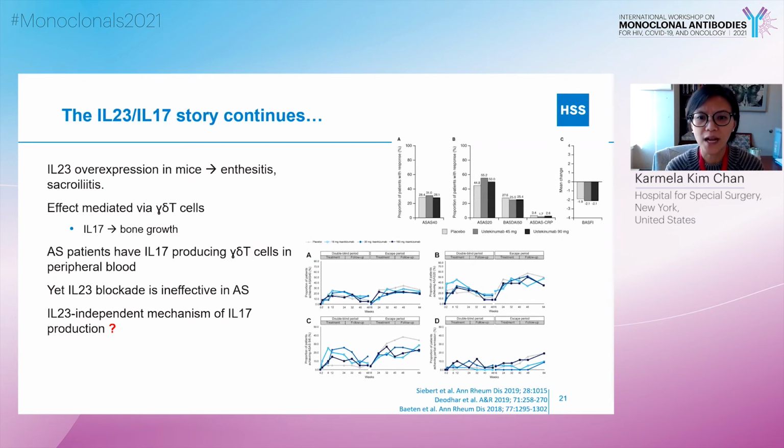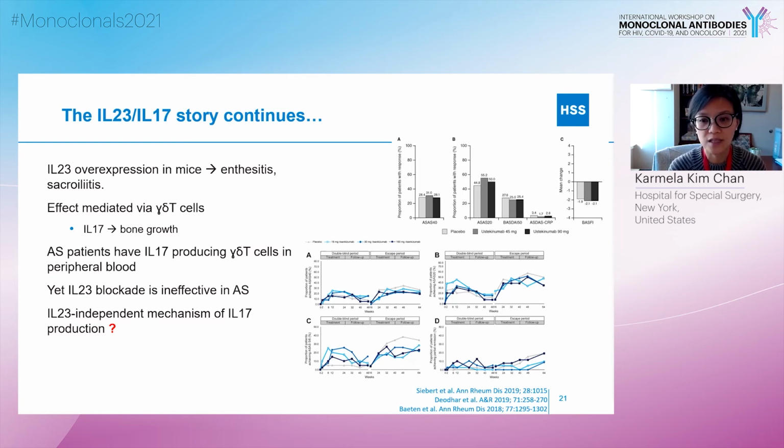So we've shown that IL-17 blockade is very effective for the treatment of psoriasis, psoriatic arthritis, and ankylosing spondylitis, and that IL-23 blockade is effective for psoriasis and psoriatic arthritis. It seems logical that IL-23 blockade would work for AS. In mouse models, IL-23 overexpression leads to enthesitis and sacroiliitis. This effect is mediated by gamma delta T cells producing IL-17, which promotes bone growth.